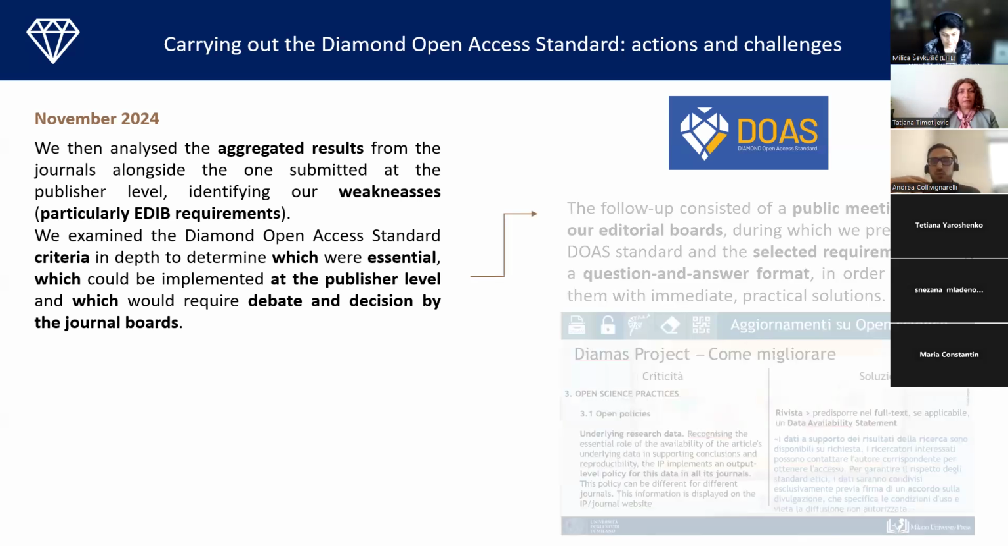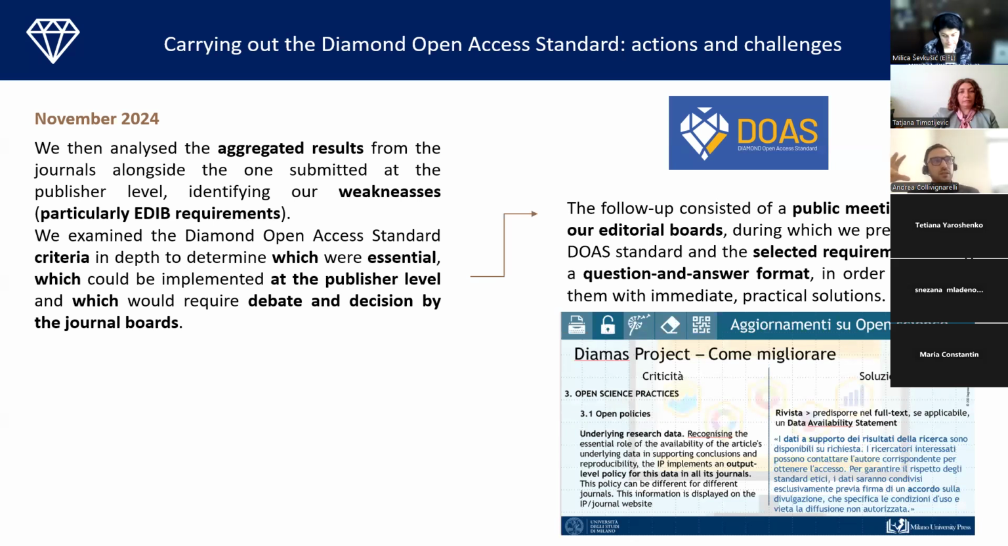We have chosen to select some of the many DOAS components, especially the required ones, to have a debate with our editorial boards and define which of them could be implemented in our journals, which were easier to implement in a journal, and how. For example, for some of them they could just update their ethical code because there were practices they were already following.